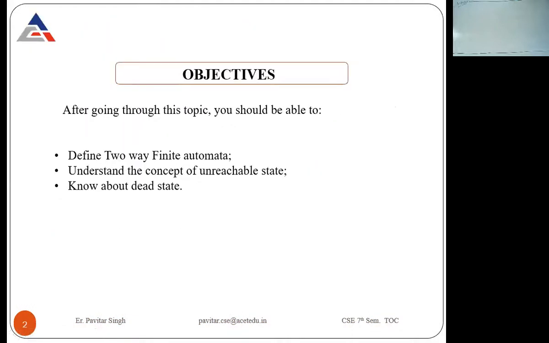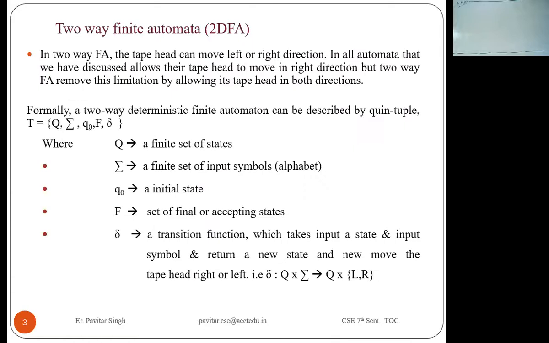So objectives: after going through this topic, you should be able to define two-way finite automata, understand the concept of unreachable state, and know about dead state. So first of all, two-way finite automata, or you can say 2DFA. In two-way finite automata, the tape head can move in left or right direction.